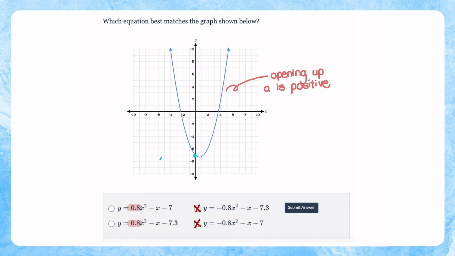Next, let's look at the y-intercept. Notice here our y-intercept is (0, negative 7). So C would equal negative 7. Let's look at the C values here. We have negative 7 and negative 7.3. That one's incorrect. This one is correct. We found the equation where the A value and C value match the needed conditions. A is positive and C is negative 7.